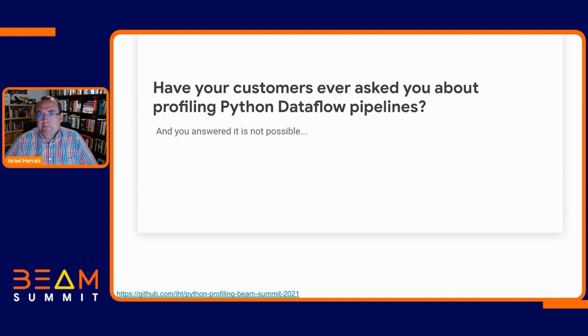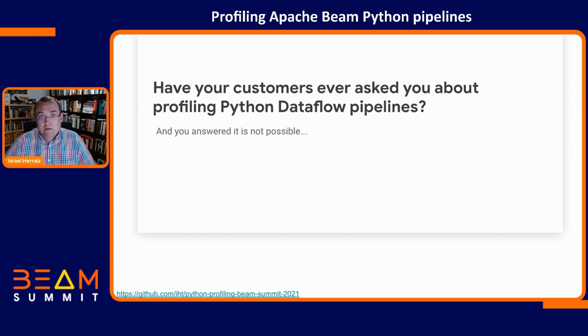And every time a customer asks me about Dataflow, the runner for Apache Beam pipelines, and profiling, I always told them that they had to use Java if they wanted to do profiling. However, this is actually not the case. I found out that since some versions ago, you have some parameters available in Apache Beam that, with a little bit of Python scripting, allow you to find insights about the performance of your pipeline.